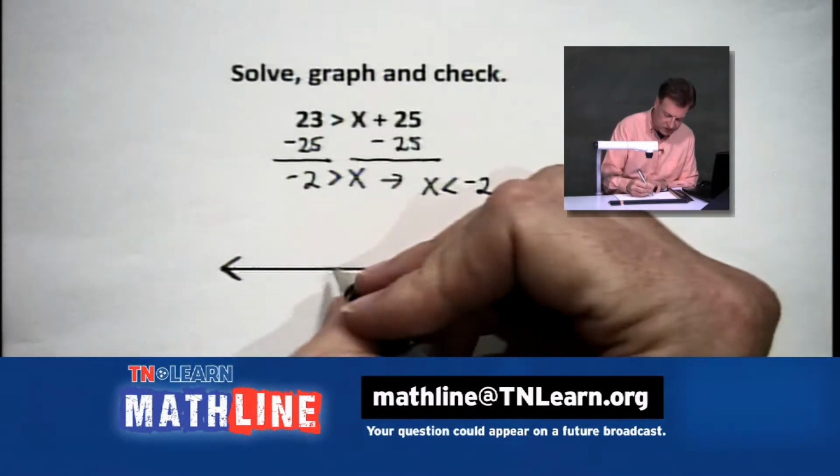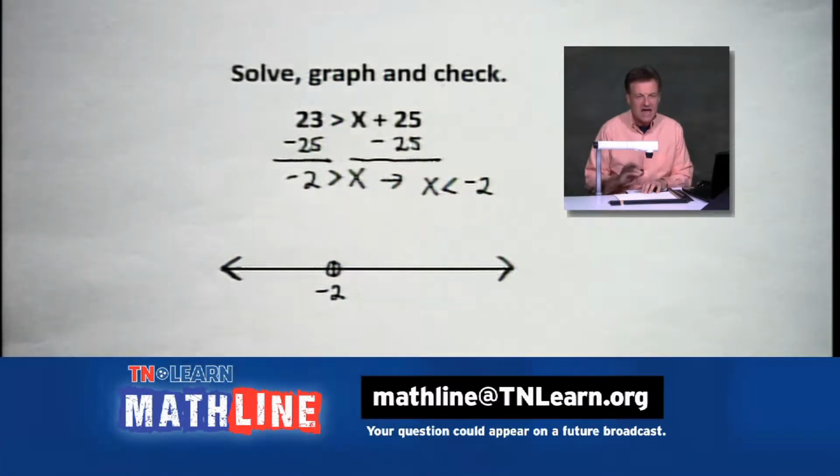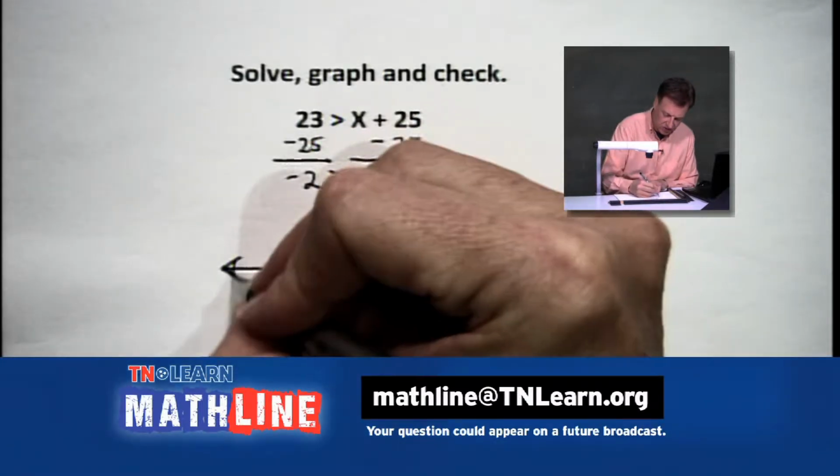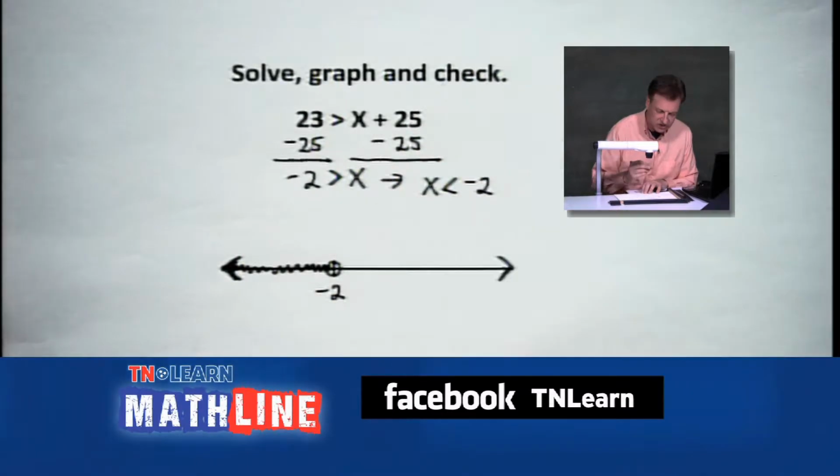So we'll find negative 2 somewhere on this last little number line here. There, it looks like a good place for it. We'll put an open circle. And this time we're going for less than. So we'll darken it this way, and we'll shade it back up to that point.